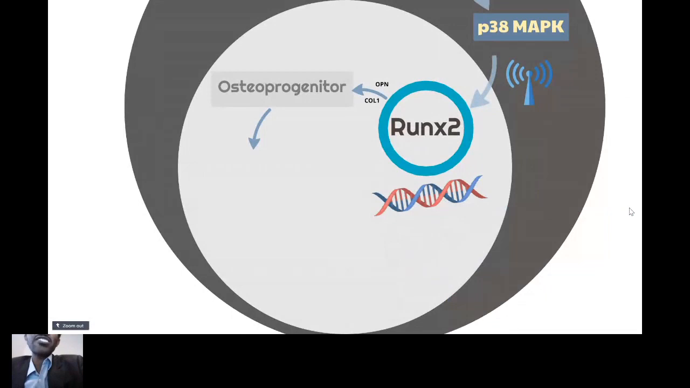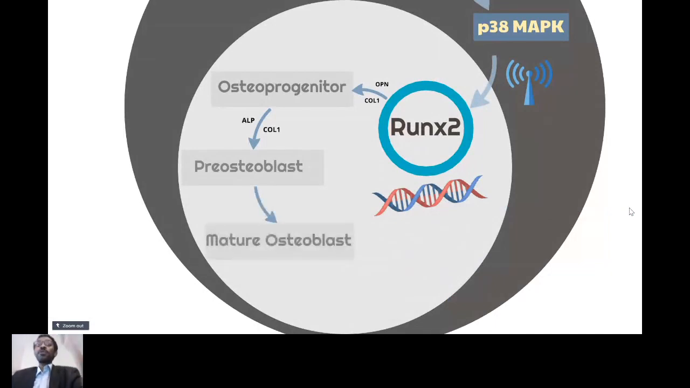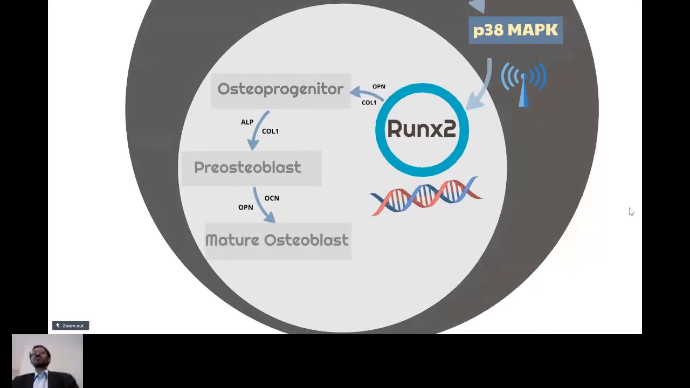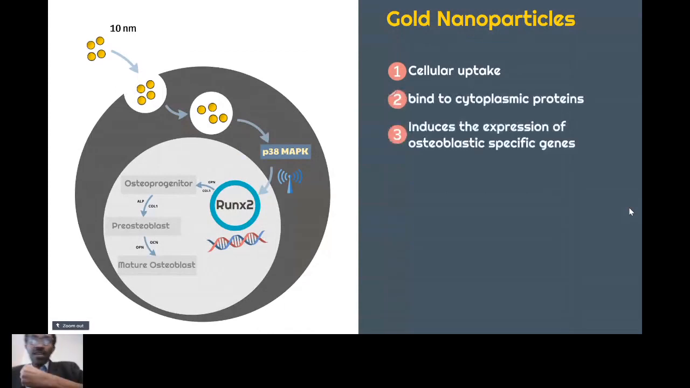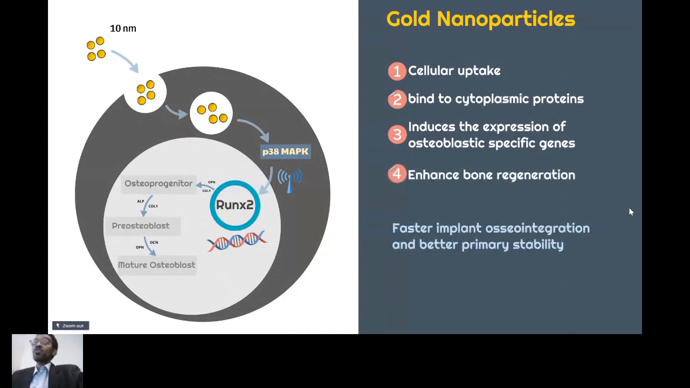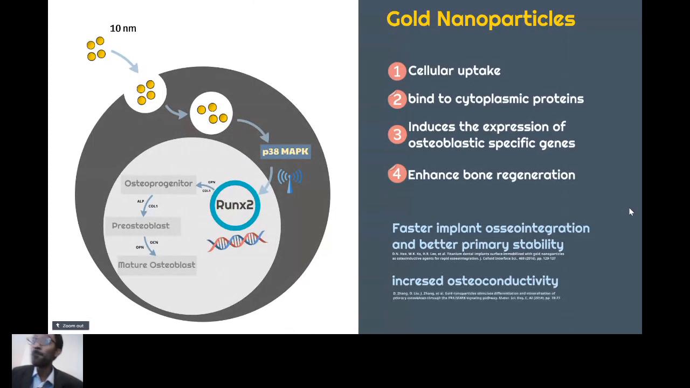Anyhow, the RUNX2 gene starts the whole activation process, and the cells become osteoprogenitor cells, which become pre-osteoblasts. We also have osteogenic biomarkers along the way, and then this becomes a mature osteoblast, and we were also looking at osteocalcin and osteopontin. So basically what happens is we have a cellular uptake, binding to p38 MAP kinase proteins, inducing the expression of osteoblastic specific genes, enhancing bone regeneration, and therefore faster differentiation of these cells, and therefore faster implant osseointegration and better primary stability.